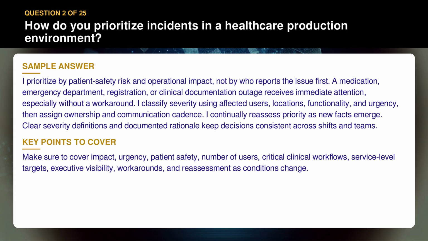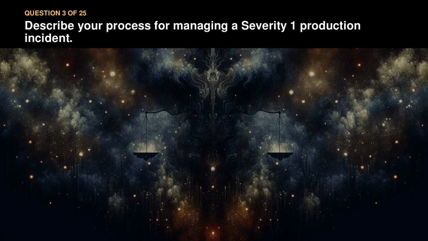Make sure to cover impact, urgency, patient safety, number of users, critical clinical workflows, service level targets, executive visibility, workarounds, and reassessment as conditions change. Question 3. Describe your process for managing a Severity 1 production incident.